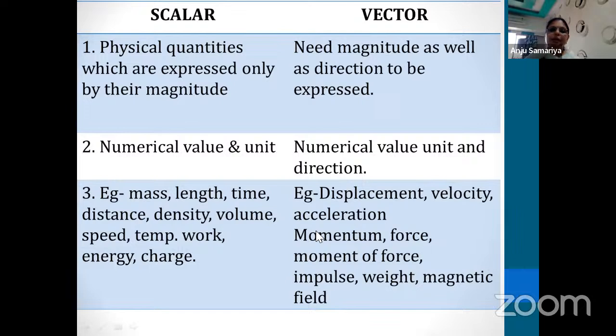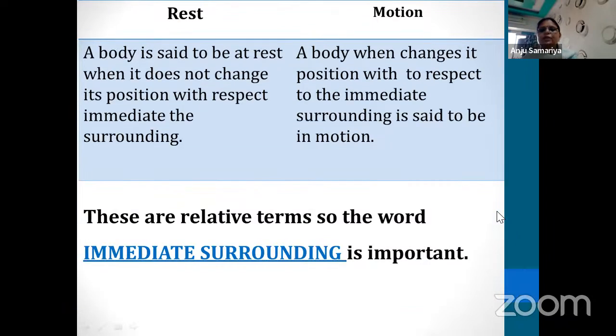Can you tell me a physical quantity which will require direction? Any physical quantity that comes to your mind? Displacement, a vector quantity. Okay. Any scalar quantity which you can think of? Distance. Okay. So now we will start with the motion in one dimension.